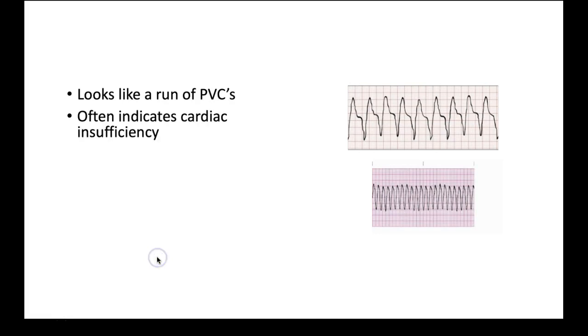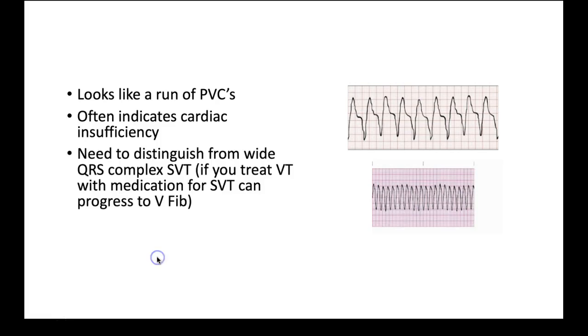How about this one? Fast again. Find a black line, 300, 150. We're going above 100. This is a tachycardia of some kind, and it's wide. So that should already clue you in. Looks like runs of PVCs, right? This very often indicates cardiac insufficiency. And it's important to distinguish between a wide QRS complex SVT versus a VT, okay?